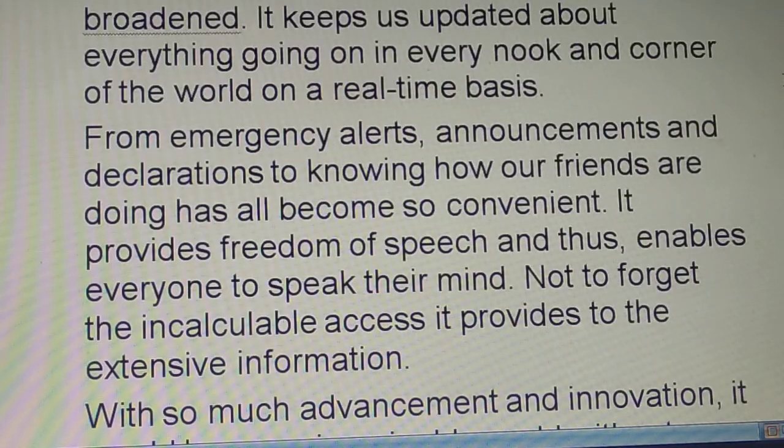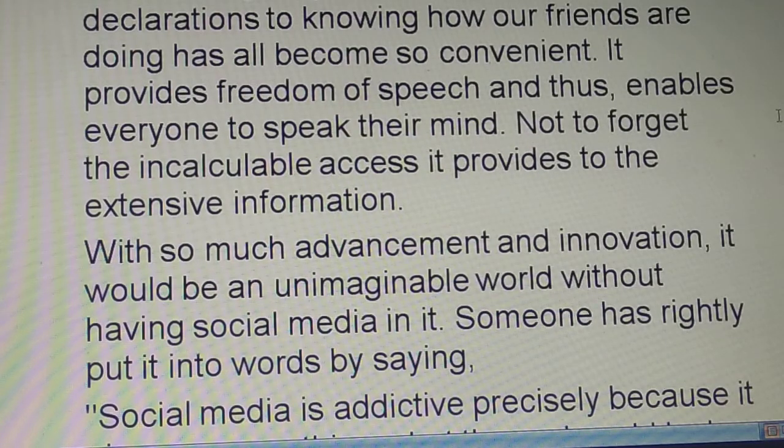For emergency alerts, announcements and declarations, knowing how our friends are doing has all become so convenient. We come to know all about all these things in seconds, a fraction of a second. Yes, it provides freedom of speech and thus enables everyone to speak their mind. Yes, not to forget the incalculable access it provides to extensive information, but we should never misuse it. With so much advancement and innovation, it would be an unimaginable world without having social media in it.